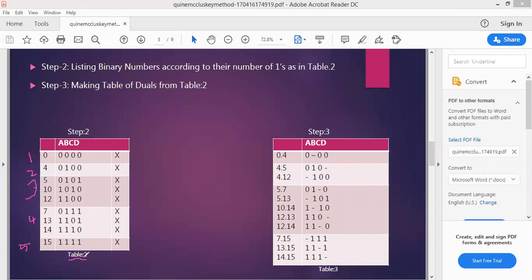Is it clear? Here you have to concentrate more on the number of ones. Am I audible? Sir, could you please repeat the first step again? The first step? Yes, from the starting. Okay, fine.